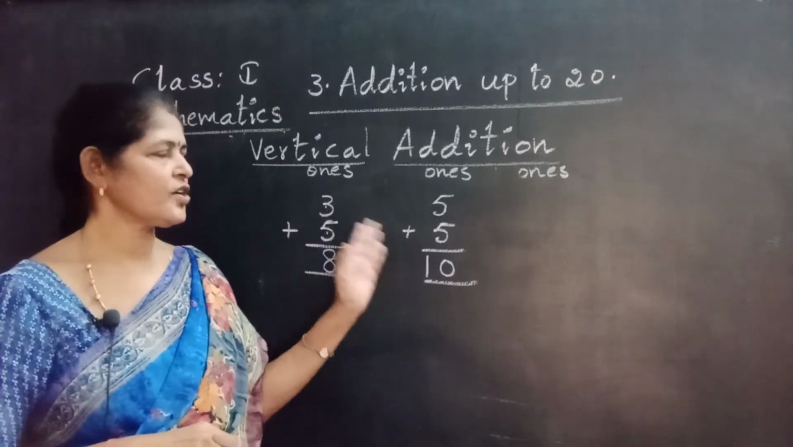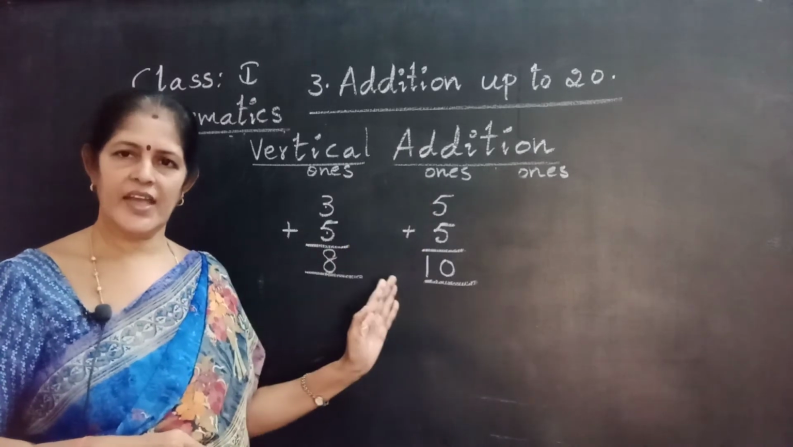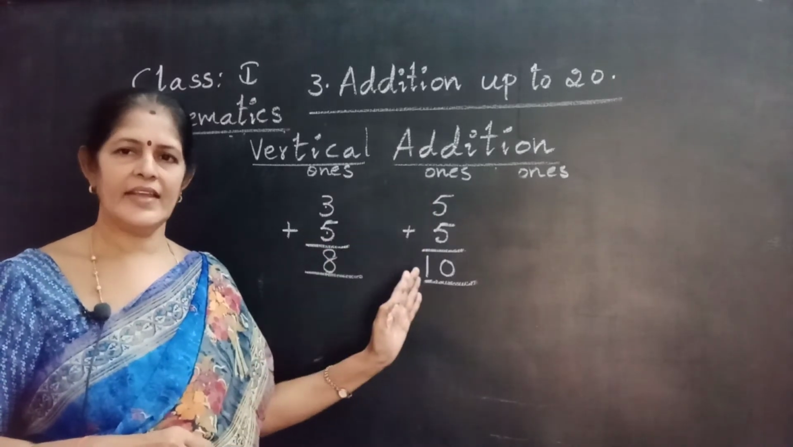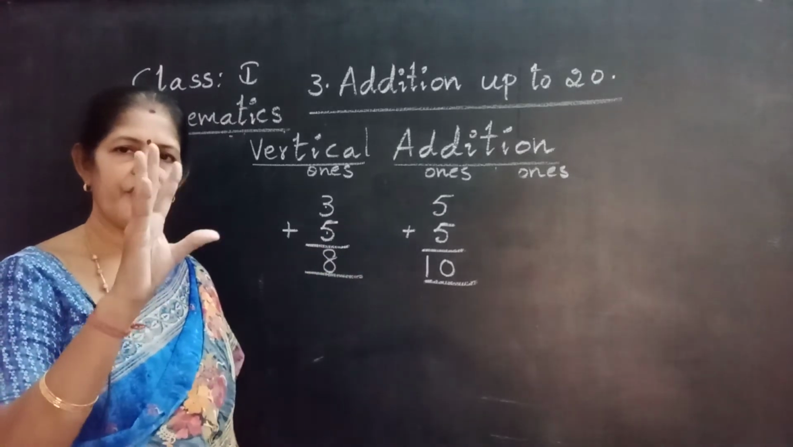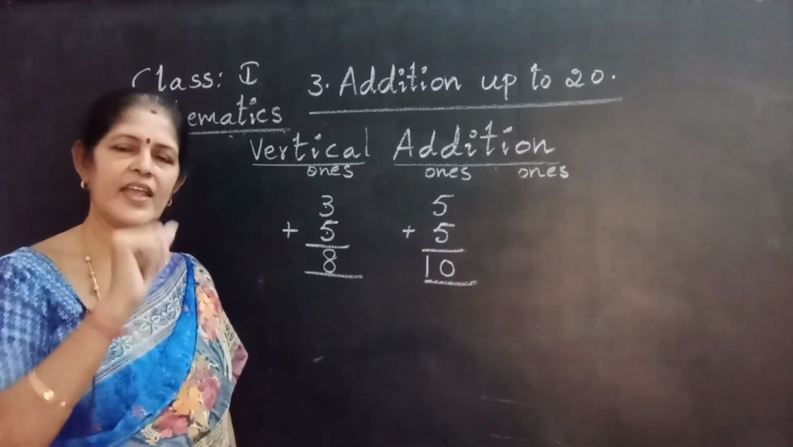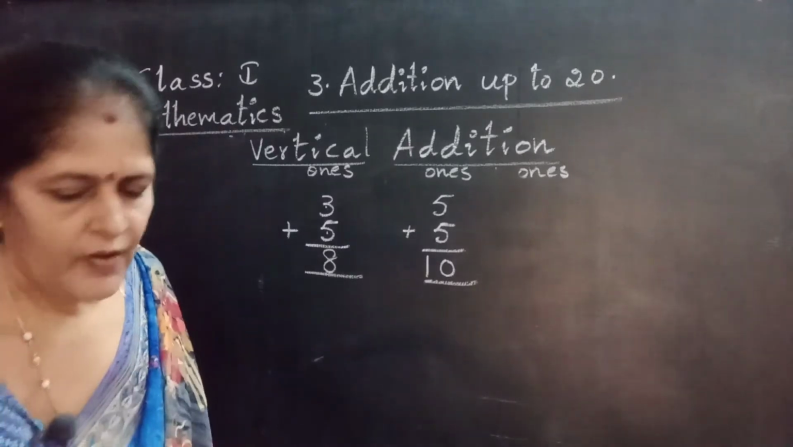Okay, this is vertical addition. Vertical addition we are doing using our fingers. We are counting with our fingers. Okay, next one.